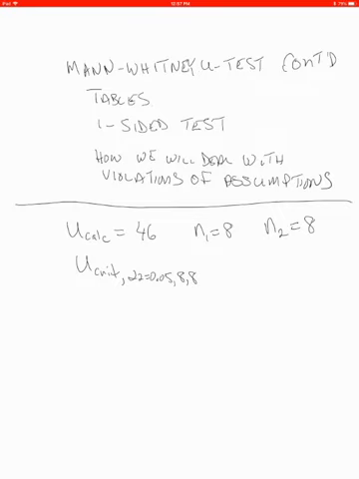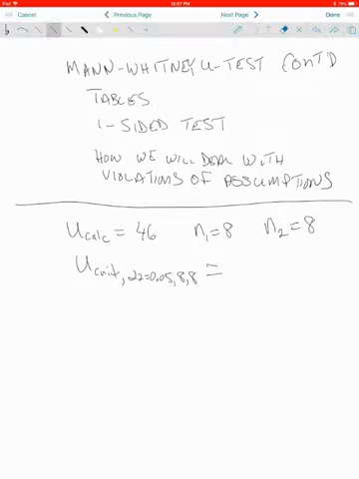Okay, so we just looked up the critical value, and we found that it was 51. And so we've already completed this test anyway last day. Because the U calc is less than the critical value, we don't reject. That's what we had already determined. Okay, well, what do you do? How do you handle a one-sided Mann-Whitney U test?